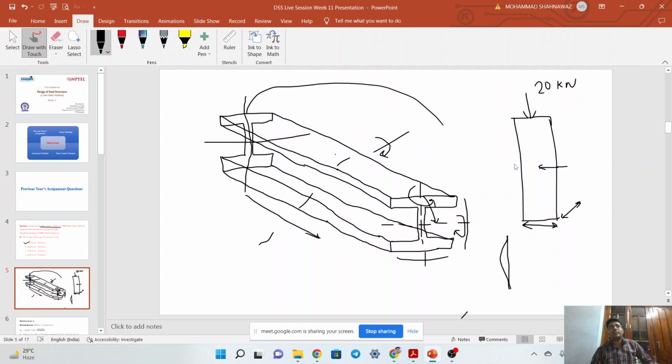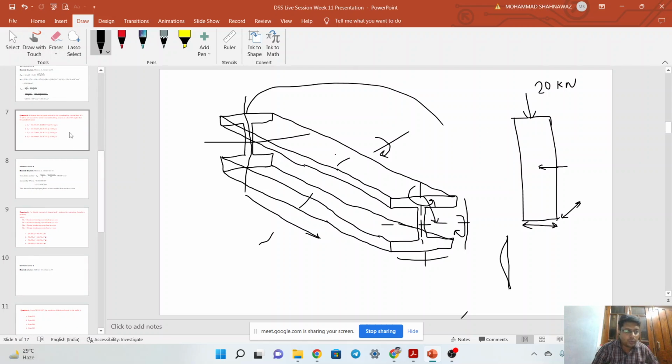Let us suppose along the x-axis the radius of gyration is 100, and along the y-axis it is 80. Then 80 is the lesser value, so it will buckle about the y-axis, not about the x-axis, because the x-axis has more radius of gyration than the y-axis. So it will buckle about the y-axis. So this is the case.